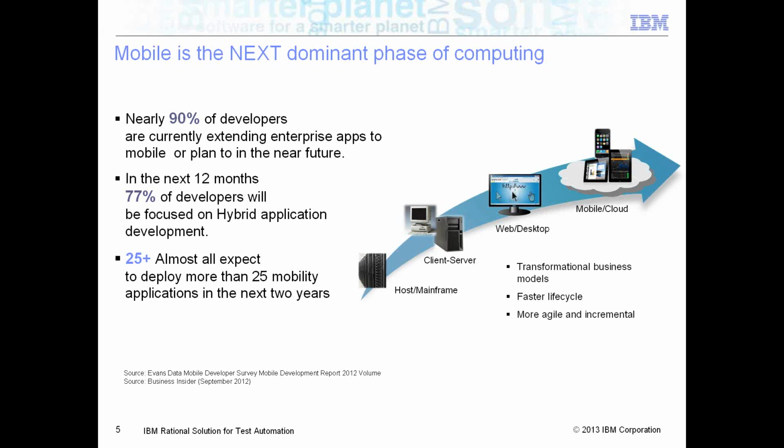The other report is that almost 77% of developers will be focused on hybrid applications. In mobile application development itself, there are native applications, hybrid applications, and web applications. The easy way to get a mobile application is to create a hybrid application, and most of the development is happening in hybrid applications. Almost all expect to deploy more than 25 mobile applications in the next 2 years. This is just some of the surveys and reports.